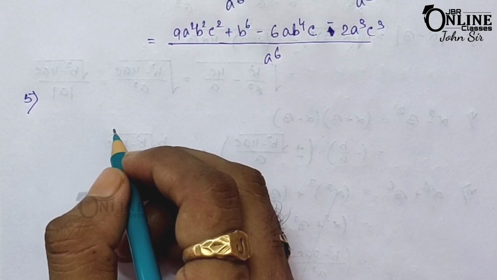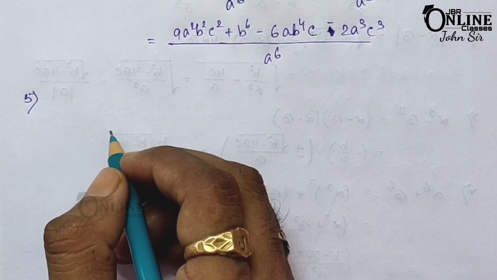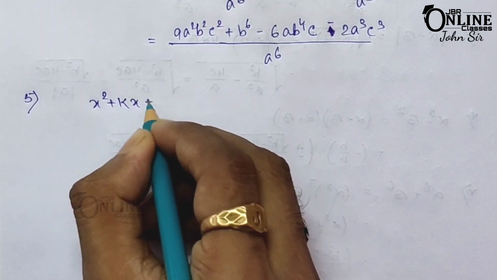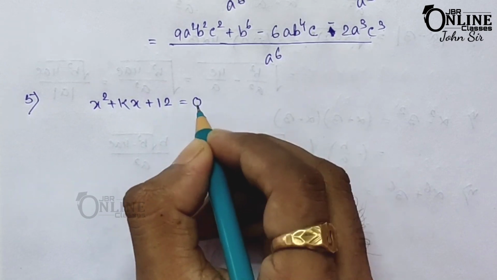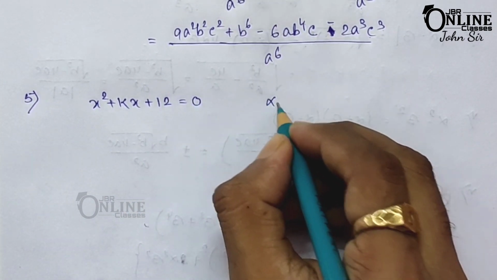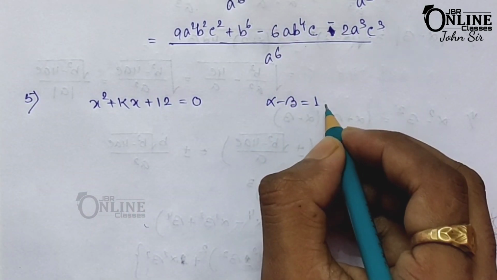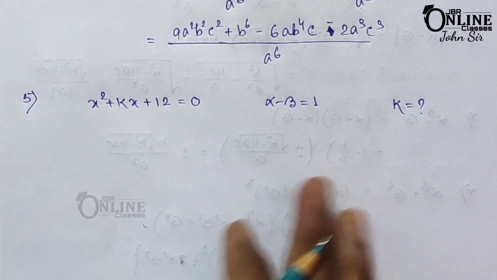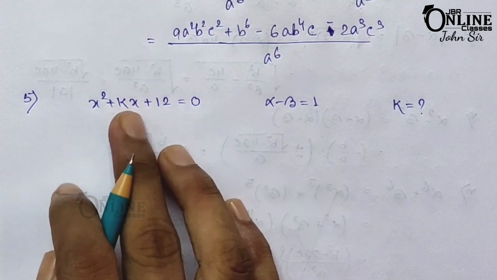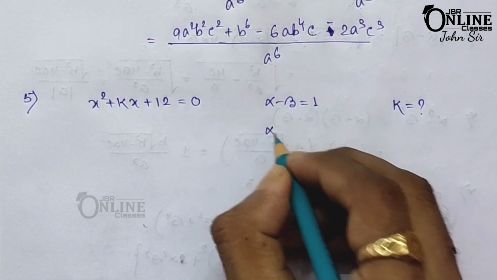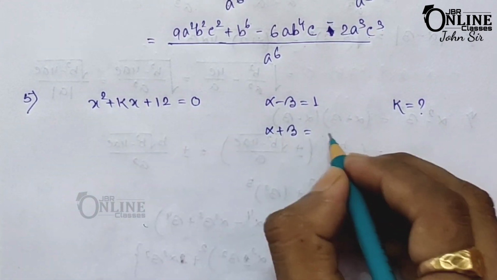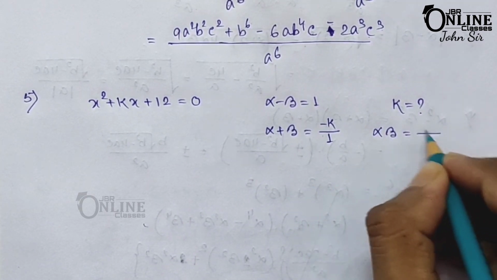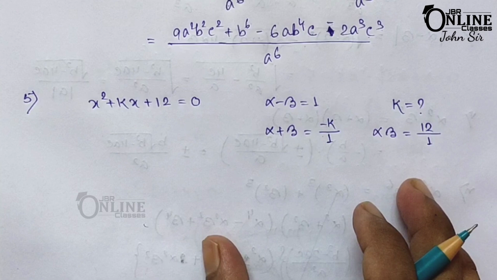Number 5. In sum number 5, here alpha and beta are the roots of x square plus kx plus 12 equal to 0, and here alpha minus beta equal to 1. Then find the value of k. So as alpha and beta are the roots of this equation, alpha plus beta will be minus k by 1 and alpha into beta equals 12 by 1.